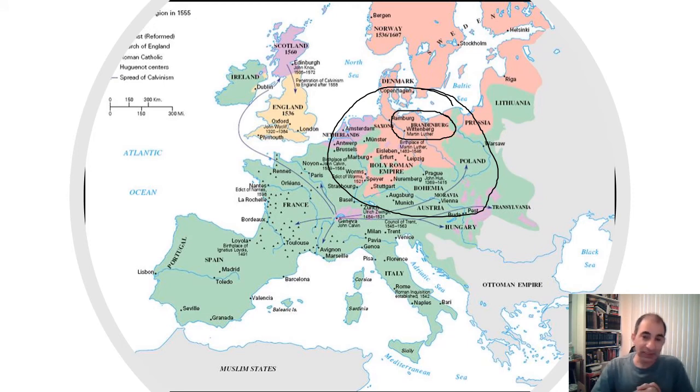And it won't end until 1555. In 1555, there's a treaty known as the Treaty of Augsburg. And in that treaty, it finally says that inside of Germany, it doesn't matter. You could be Lutheran, you could be Catholic, you'd both be allowed to practice your religion and faith. And that stopped much of the fighting.